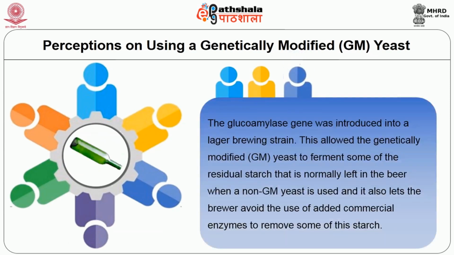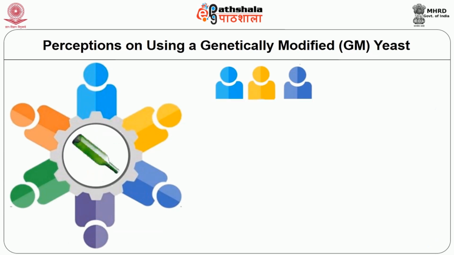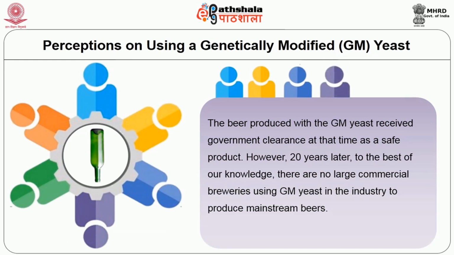The glucoamylase gene was introduced into a large brewing strain. This allowed the genetically modified yeast to ferment some of the residual starch that is normally left in the beer when a non-GM yeast is used, and it also lets the brewer avoid the use of added commercial enzymes to remove some of this starch. The beer produced with the GM yeast received government clearance at that time as a safe product.